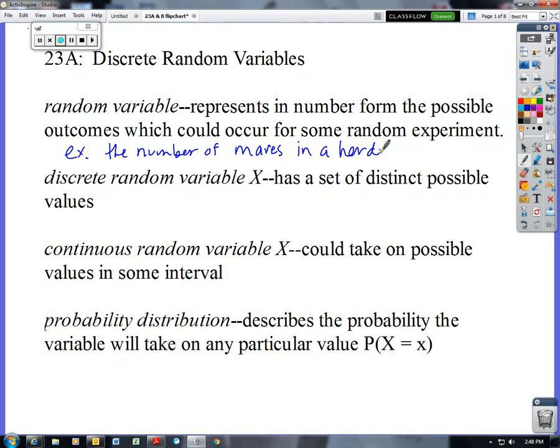And discrete versus continuous. Discrete is something that you can count. Continuous is something you measure. We've seen that over and over. And then the probability distribution: for the number of mares in a herd, for instance, you could have 0, 1, 2, or 3, and you'd have a list of all the different probabilities for the various values of X.